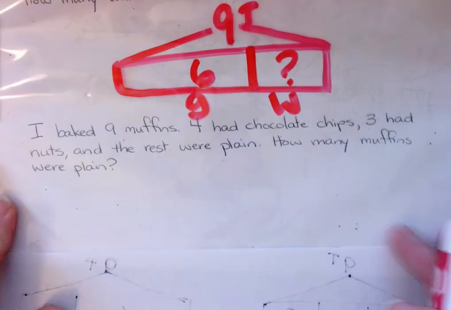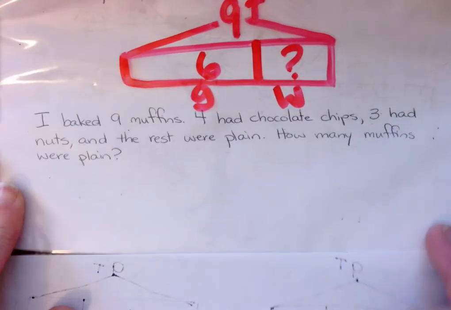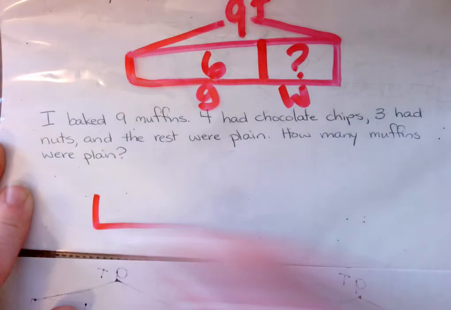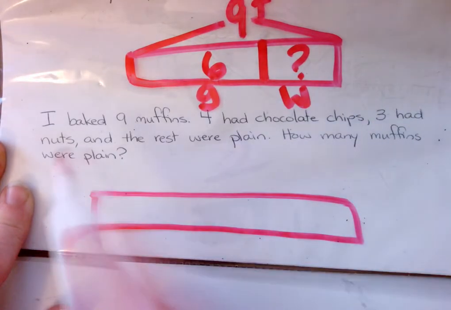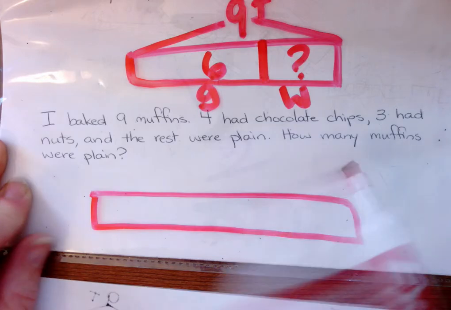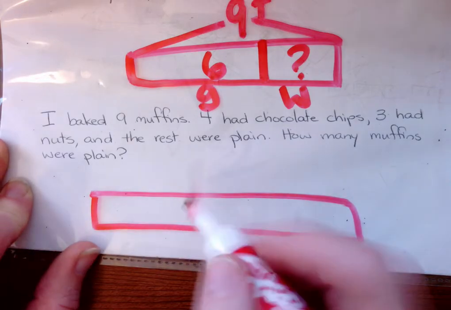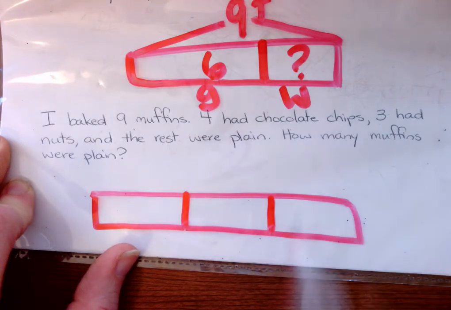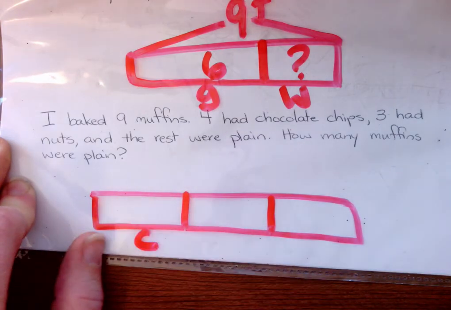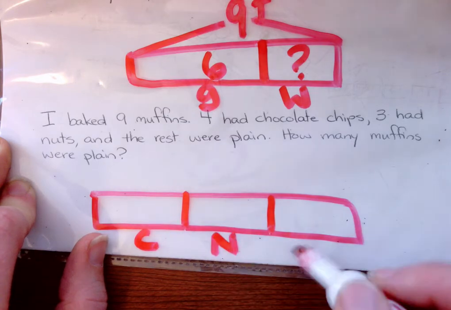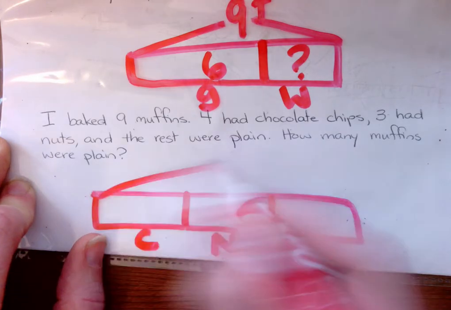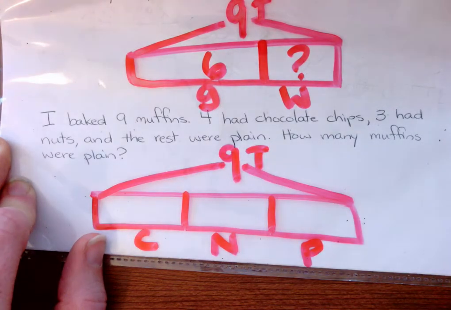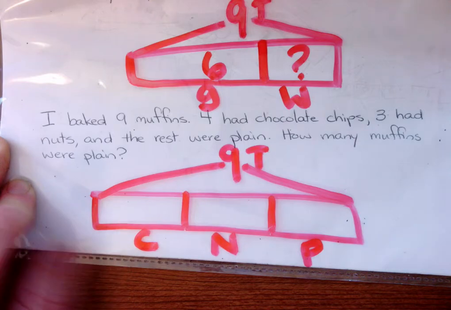And you can have more than 2 parts in your tape. So in this problem, I had 9 muffins. 4 had chocolate chips, 3 had nuts, and the rest were plain. How many muffins were plain? I have 3 parts that make my total: chocolate chip muffins, muffins with nuts, and plain muffins. I know the total number of muffins is 9. I can use an M for muffins if I'd like.